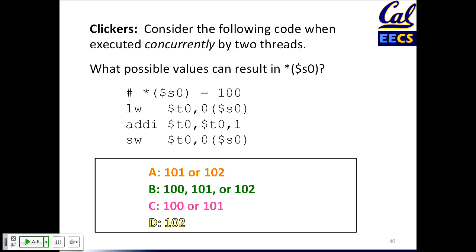Okay, yep, it was A, right? So they're going to either both add 1 to it, and you get 101, or one of them's going to add 1, the other one's going to see that and add another 1. So you're going to get 101 or 102.